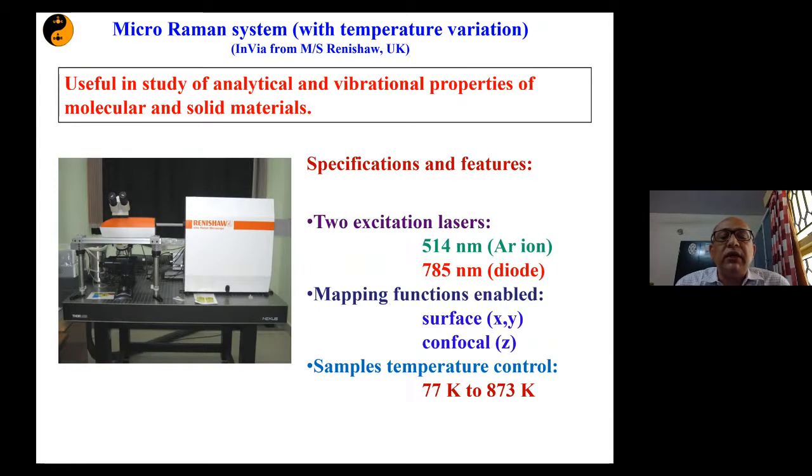And we have this micro Raman system with temperature variation, which is useful for studying the vibrational properties of solids. Because our scientists are mostly material scientists and condensed matter researchers, this is used widely for characterization of their materials, and these are the specifications. We have 540 nanometer and 785 nanometer lasers, and these are the temperatures and facilities available for use with this equipment.